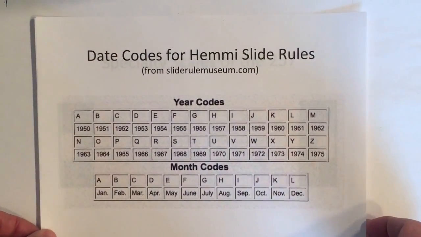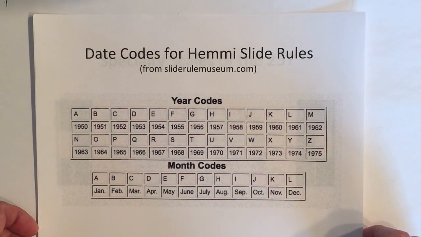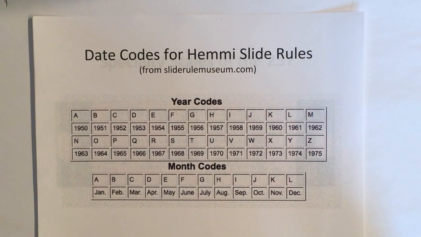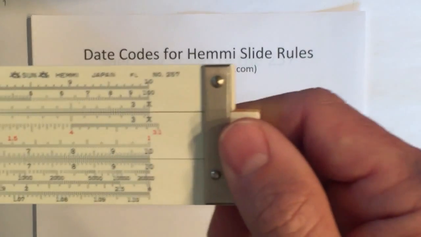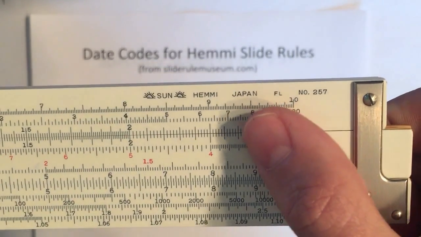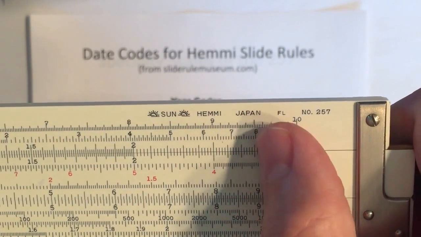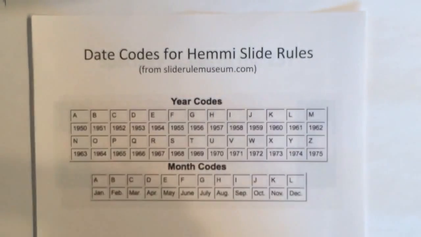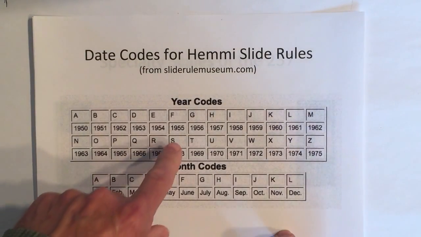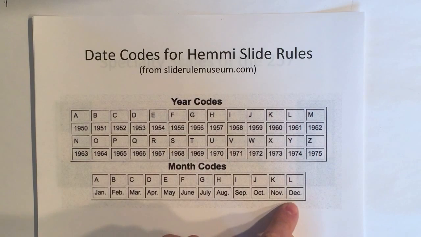The background, as far as I can tell, is that this slide rule started manufacture in the early 50s, maybe mid-50s, like 53, 54, something like that. Most of these slide rules have a date code on them, Hemmi, some don't, but you'll usually find it near the Hemmi, Japan, and this FL is a date code. So F is starting in 1955, L is the month, so this particular slide rule was made in later 1955.